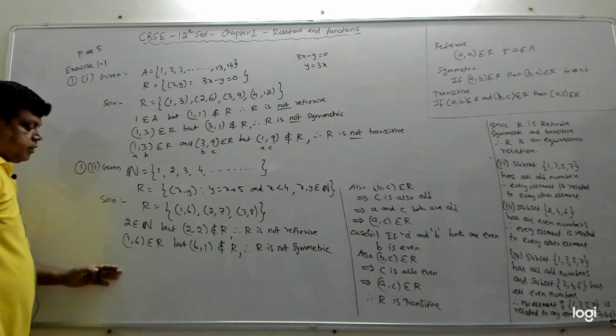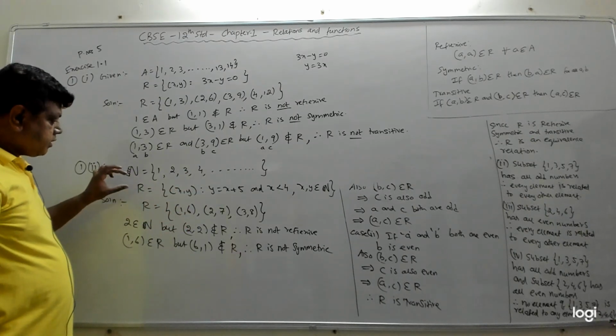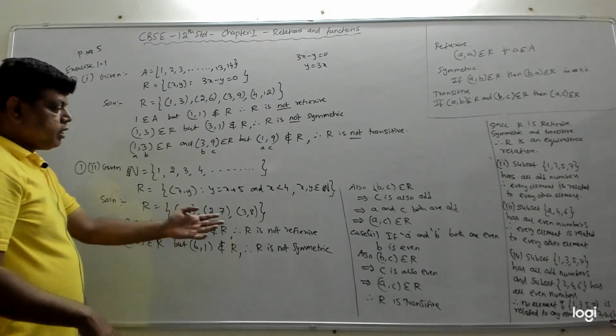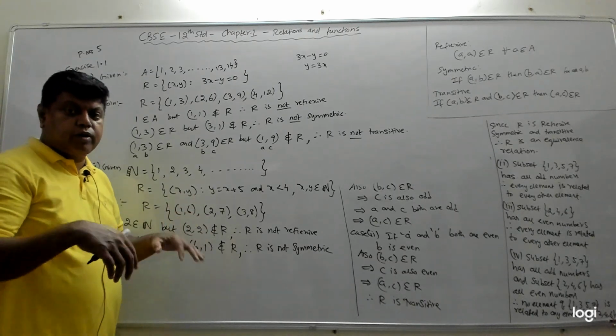Now, the last part, we have to check whether it is transitive. So, this relation we have to check whether it is reflexive, symmetric, transitive. We are checking. It may be reflexive, not reflexive. So, here it is not reflexive, here it is not symmetric. Now, transitivity, it may be transitive or it may not be transitive. We have to check that.